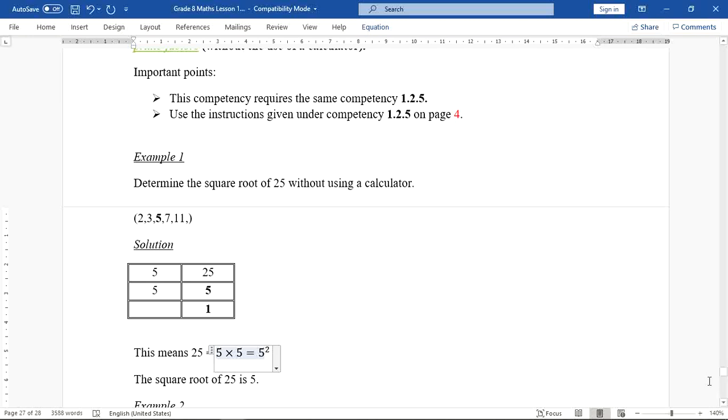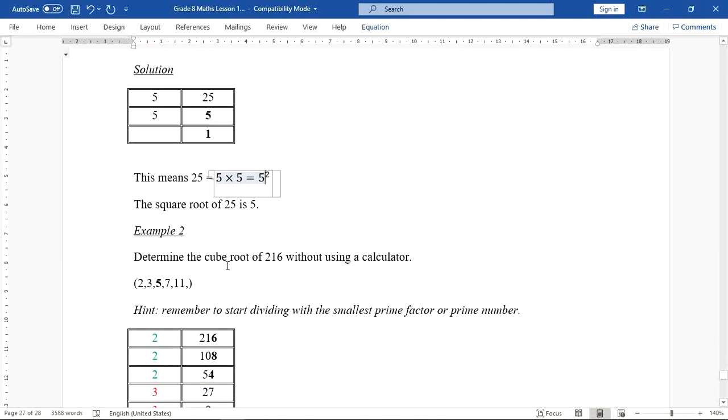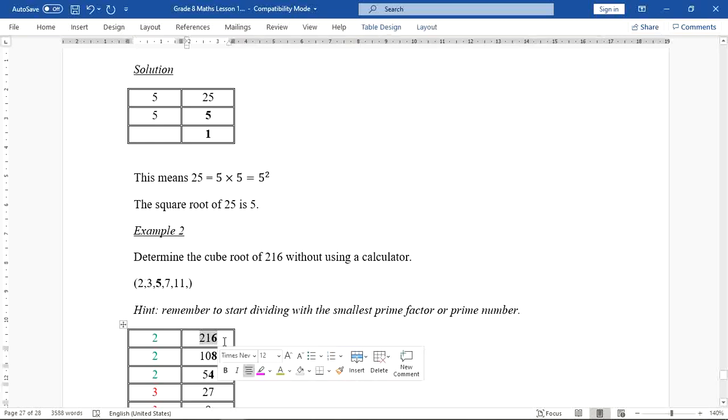Let us look at example number 2. Example number 2, we want to determine the cube root of 216 without using a calculator. Alright, so again, we start off dividing this number with the smallest prime factor. This time around, we're going to start with a 2 because the number ends with a 6, which is an even number. Alright, so 2 goes into 216 108 times.